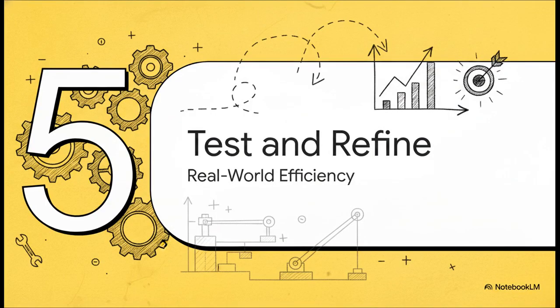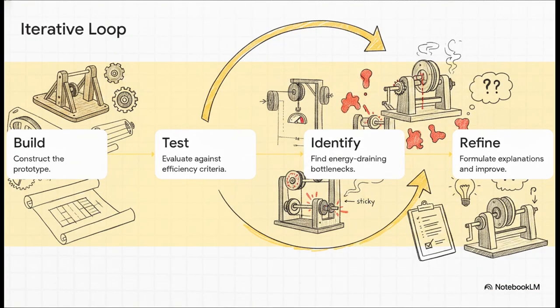Finally, step 5. Test, refine, and perfect. Let's evaluate real-world efficiency. This iterative loop is absolutely crucial for any creator because the real world is messy. Step 1. You build the physical prototype. Step 2. You test it. Does it actually lift the weight easily? Step 3 is where you get hypercritical. You look for energy-draining bottlenecks. Physical testing is going to expose things like sticky pivot points where friction is just stealing your energy. And then, step 4, you figure out why it's happening and you refine the design, over and over until it works.